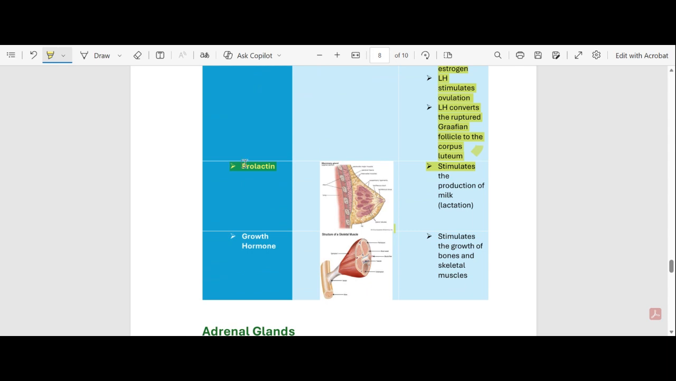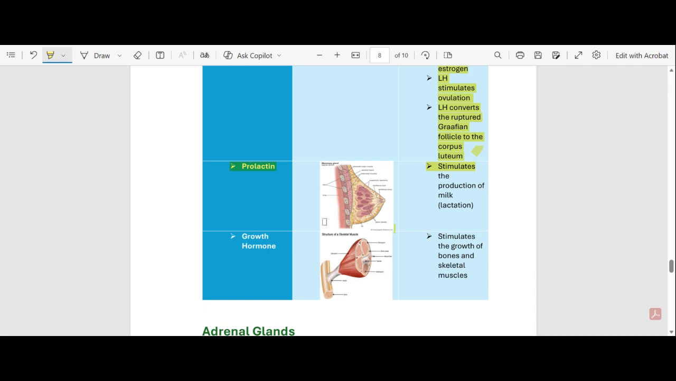The next hormone is prolactin. What's the target organ? The target organ is the mammary glands. So what's the function of prolactin? It stimulates the production of milk. What's the process whereby milk is produced in mammary glands? We call that process lactation, right?